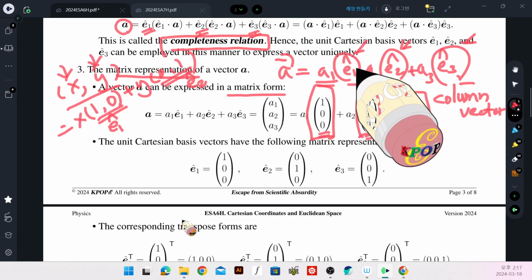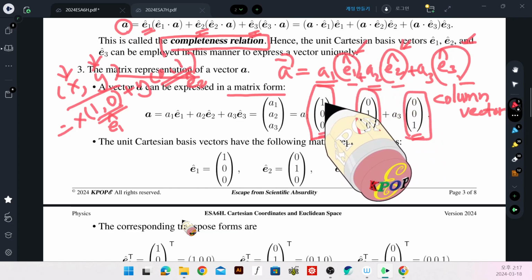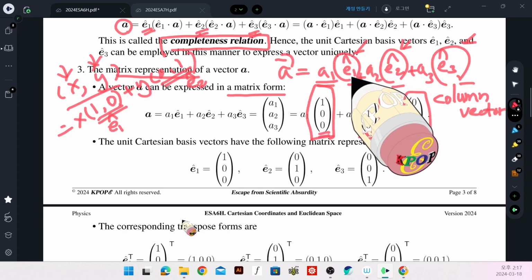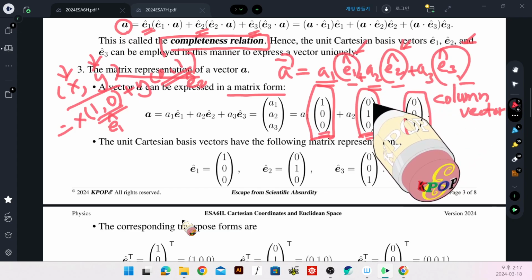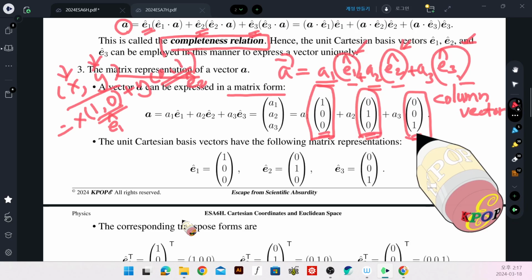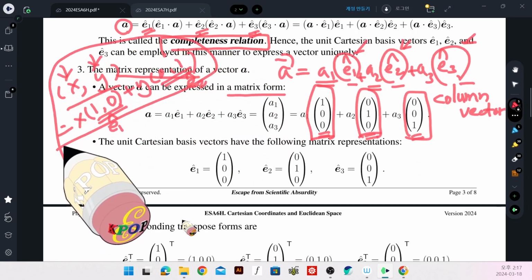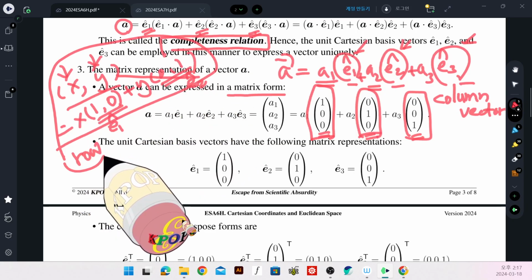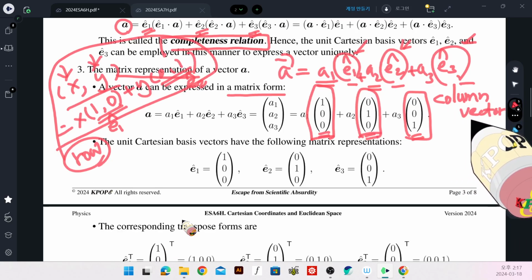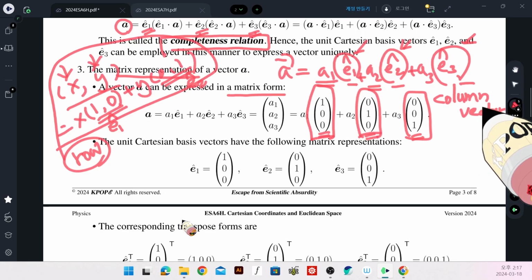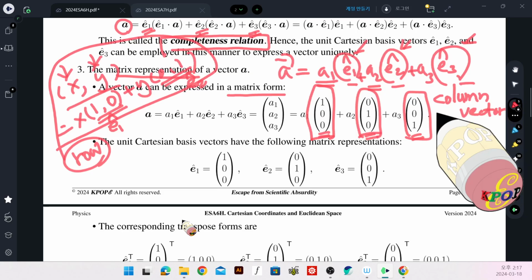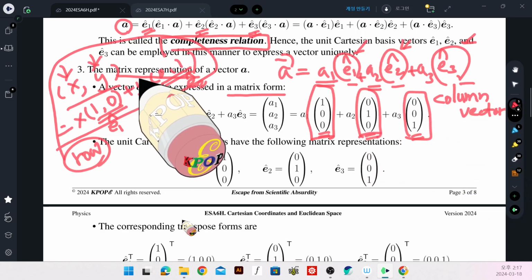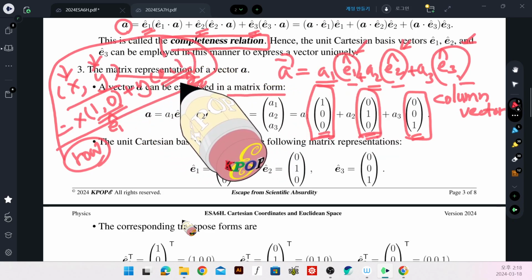And E1 hat is the basis of the x coordinate. So what we write to represent this unit basis vector is 1 0 0 for E1, for E2 0 1 0, E3 0 0 1. What we write in here is a row representation, and this is column representation. Depending on the case, we will write it in terms of column or row. But as a first step, we had better begin with the column representation when we write a vector in terms of matrix representation.